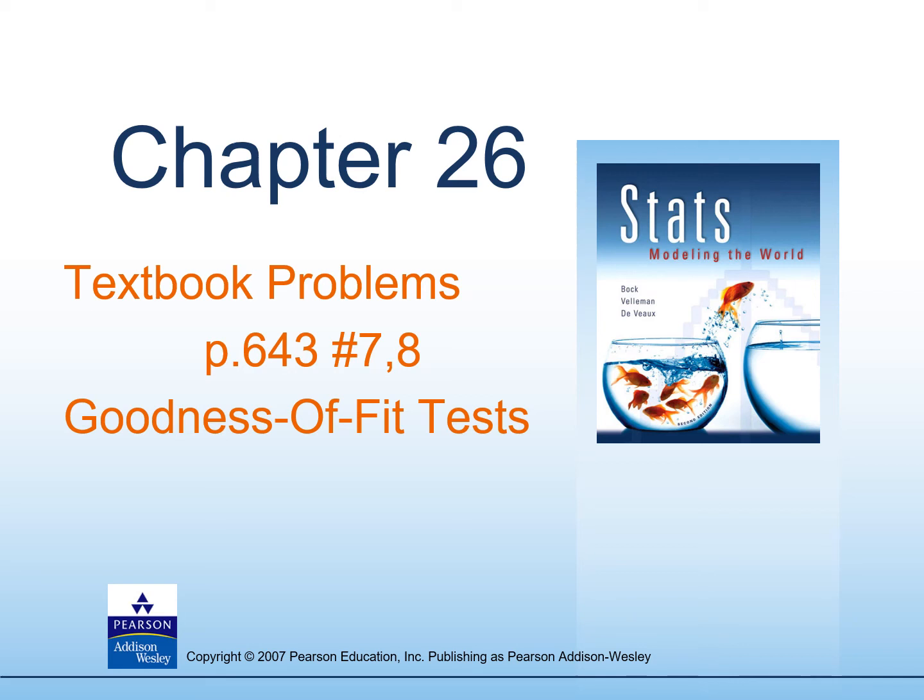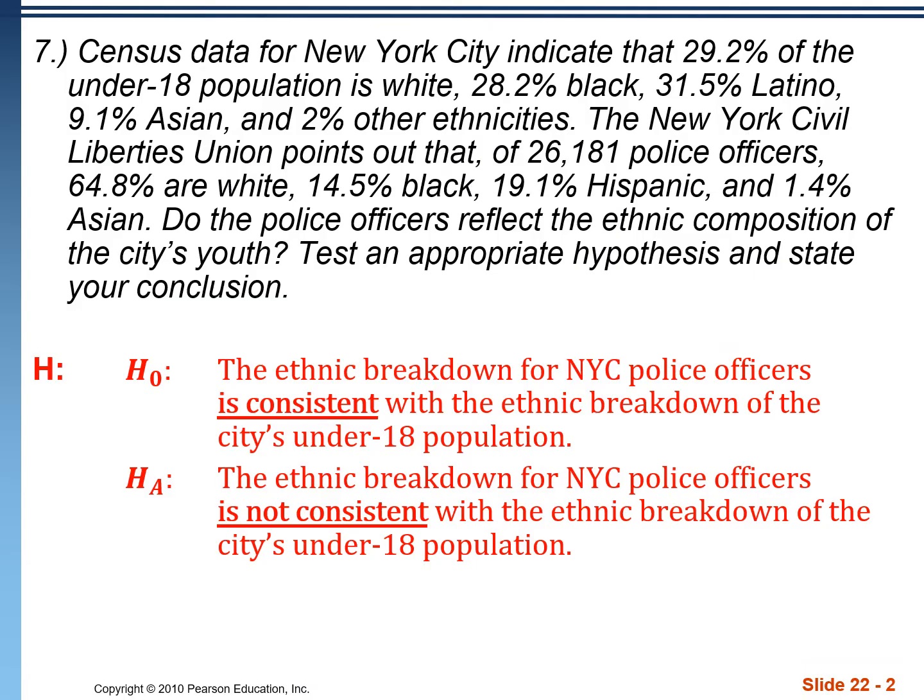This video is going to cover a walkthrough of numbers 7 and 8 from chapter 26, which are goodness of fit tests. Number 7 focuses on the ethnic breakdown of New York City police officers and compares it to the under 18 population in the city. It gives us a number of percentages for both of those groups. And we're going to start off by writing our hypotheses.